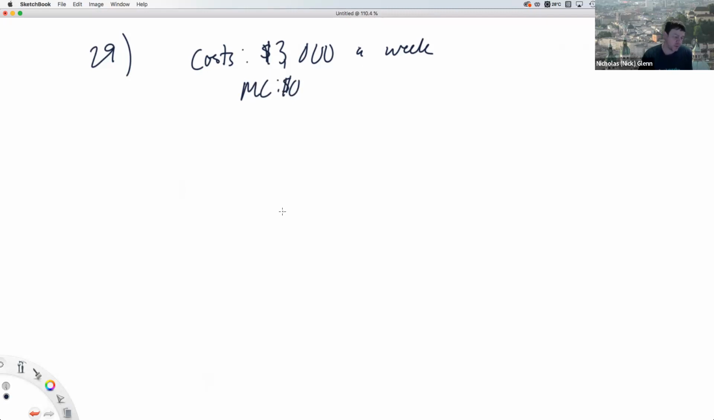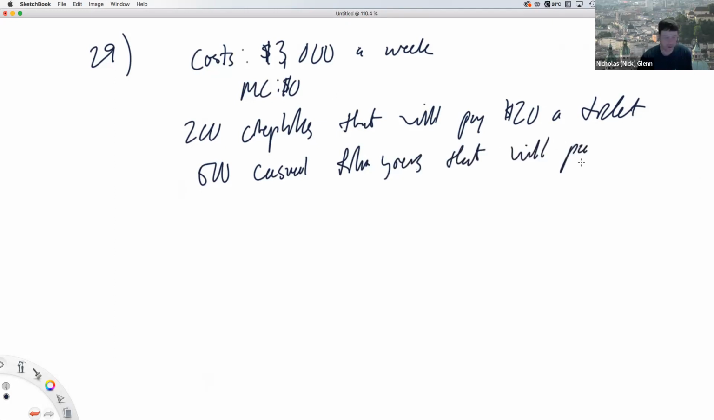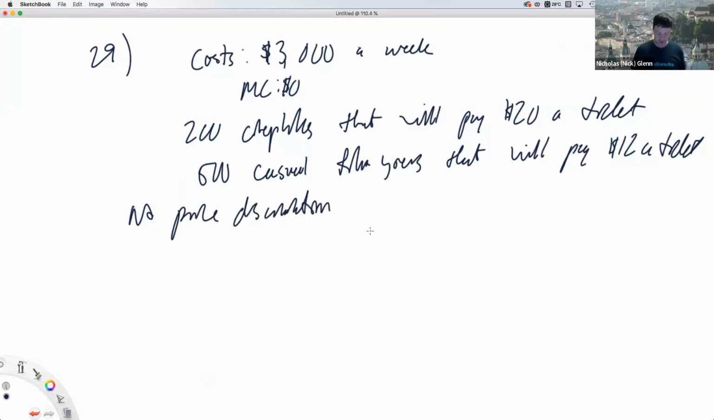The manager needs to know what price to charge to maximize her profits. There are 200 cinephiles that will pay $20 a ticket. But there are 500 casual film goers that will pay $12 a ticket. If there's no price discrimination, which price should she charge? And then what will the total profit be?